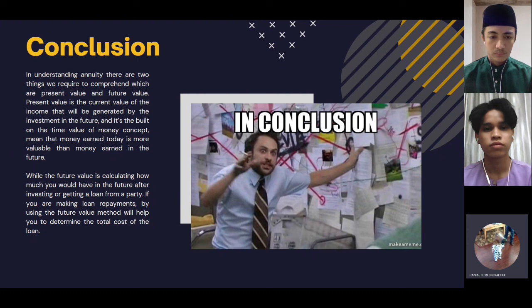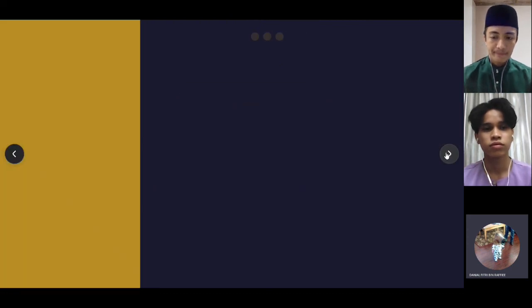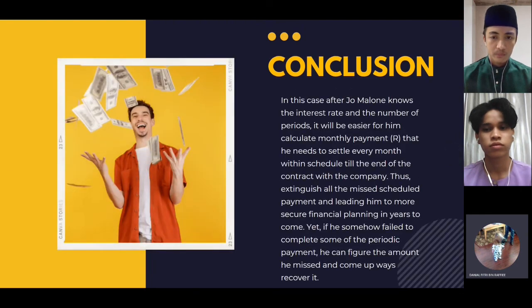It will be easier for him to calculate the monthly payment, which is 25,000 ringgit that he needs to settle every month within schedule till the end of the contract, within the company rules and regulations. Thus, he can extinguish all the missed scheduled payments, leading him to more secure financial planning in years to come. If he somehow fails to complete some of the periodic payments, he can figure out the amount he missed and come up with ways to recover it.